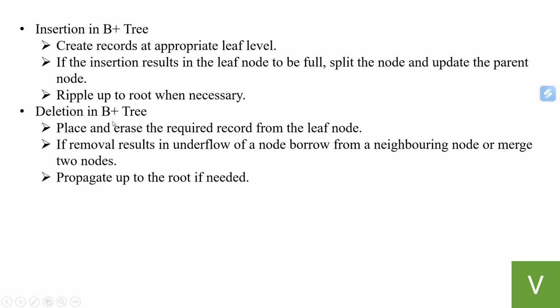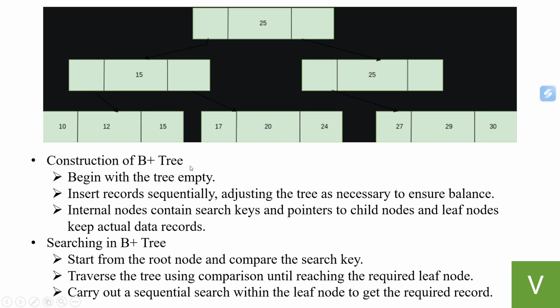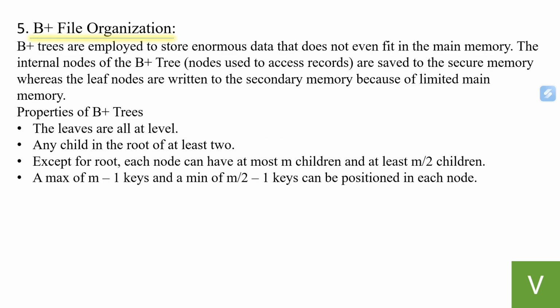Deletion in B plus tree. Locate and erase the required record from the leaf node. If the removal results in an underflow of the node, borrow from the neighboring node or merge two nodes. Propagate up to the root if needed. So this is about a B plus tree.